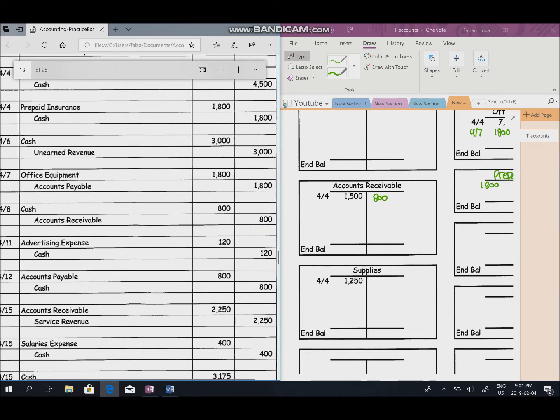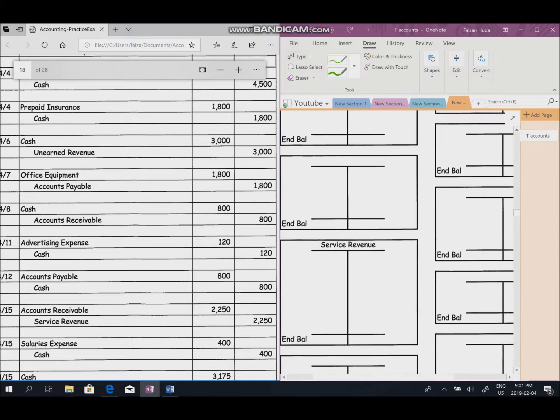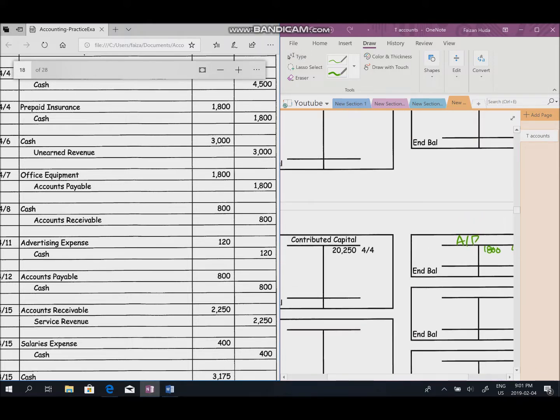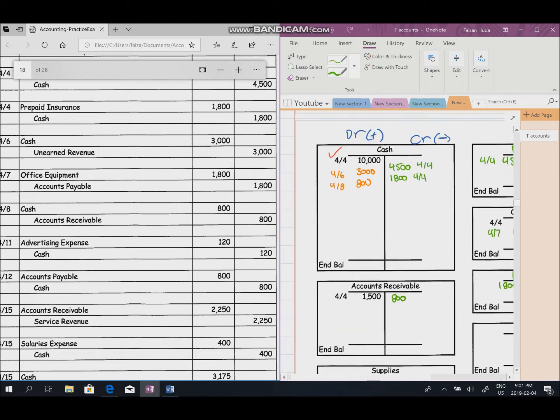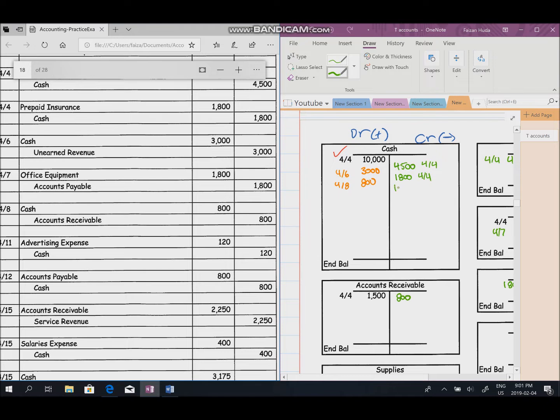Advertising expense, I believe it's not given, so I'm just gonna make my own right now. I'm just gonna use short form just for time's sake. So it's debit 120. It was done on April 11th. Then I'm gonna credit cash. Cash is being credited by 120. That happens at April 11th.